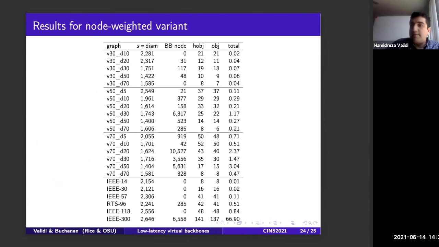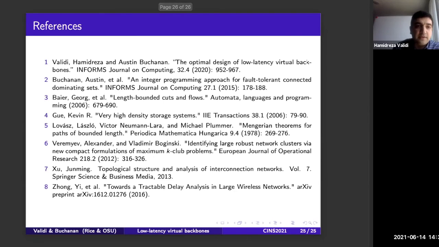So I know the time is over. And then here are some results for some of our instances for the node weighted variant. So you can see that here the graph is weighted. That is why these S parameters are large numbers that you can see here. But still, some of our instances are solved in 1 minute.